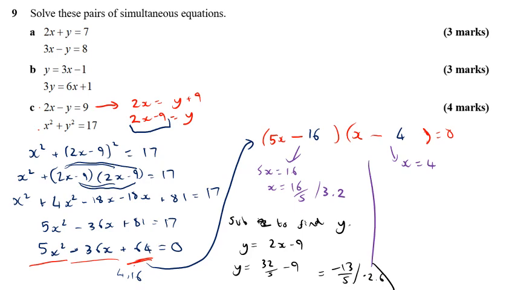And then here we do the same thing. So y equals 2x minus 9. So y equals 8 minus 9. And y equals minus 1. So let's just highlight our solutions here. So our solutions are either x is 16 over 5 and y is negative 13 over 5, or alternatively x is 4 and y is negative 1.